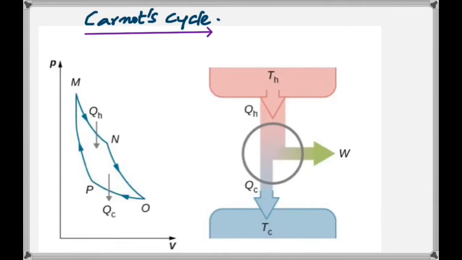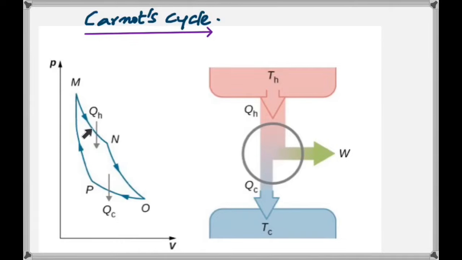I'm sure you've heard of four-stroke engines, haven't you? It's a four-stroke engine because there are four parts in its working. In the first part, look at this diagram and tell me what it is. The working substance is absorbing QH joules. You can see that. Is this an expansion or a compression? Surely an expansion, because the volume is increasing and the pressure is decreasing.